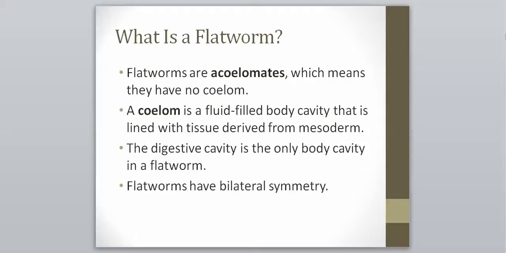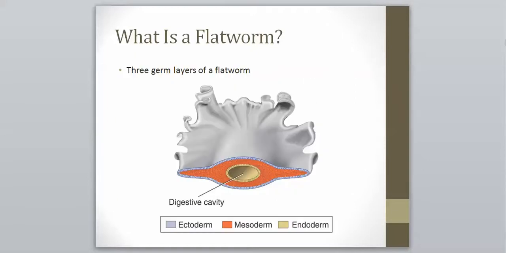Again, as mentioned before, flatworms have bilateral symmetry. So those are the big defining characteristics of this group, what sets them apart from the rest of the worms. And here again are the 3 germ layers of a flatworm. We said that they're the simplest animal to have this: ectoderm, mesoderm, and endoderm, with their digestive cavity being in the middle, the only one there.